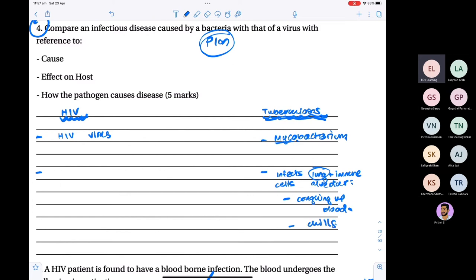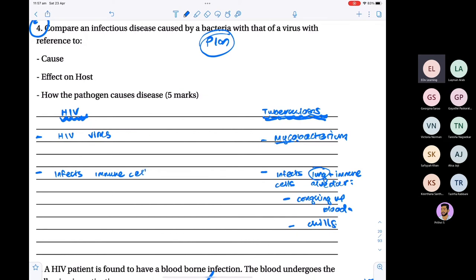Moving on, what about HIV? What does HIV infect? Any ideas? So HIV infects T helper cells. Very good. It infects immune cells.